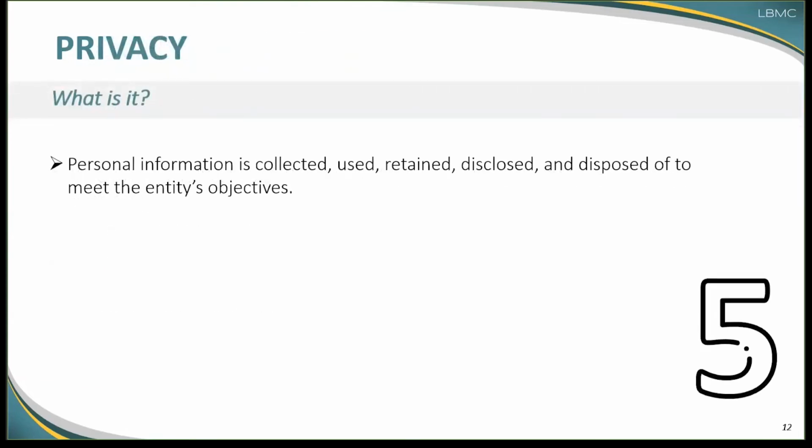The Privacy Trust Services criteria deals with the protection of personal information throughout its life cycle, including the safeguards around how that personal information is collected and retained, how it's disclosed, and how it's disposed of. Personal information means any information related to an individual that can be used to identify them either directly or indirectly.